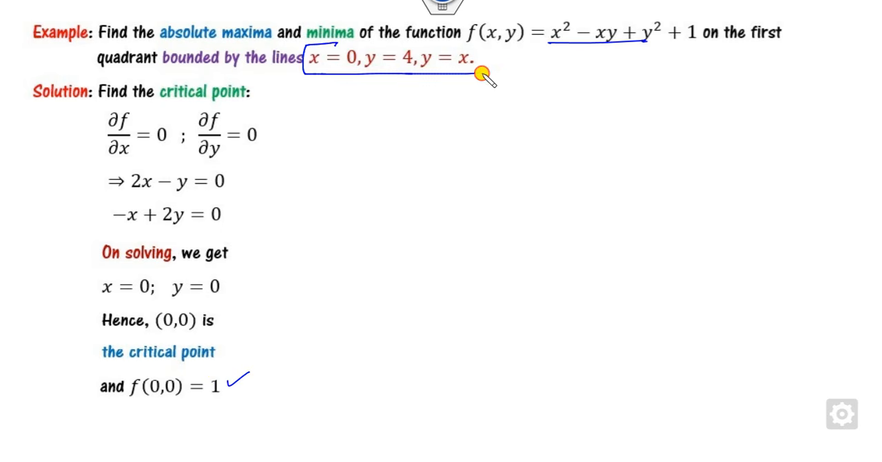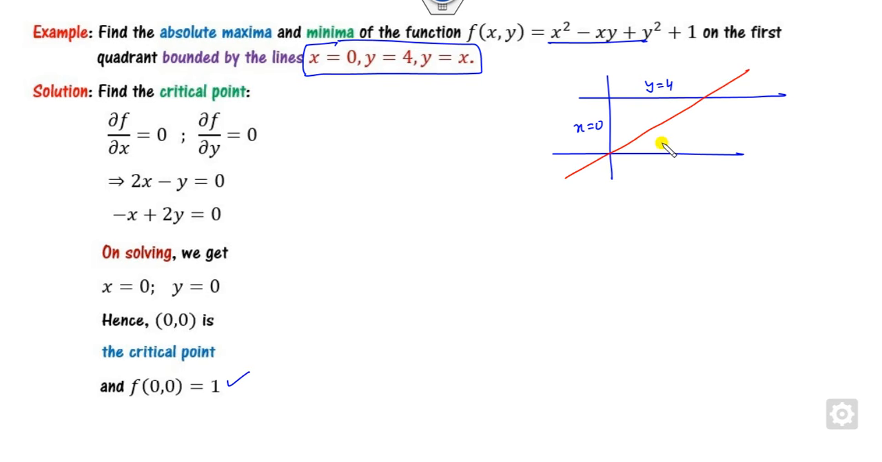Draw the diagram of this. What is the feasible area of this? So x is 0 here, y is equal to 4. This is my y is 4, and y is equal to x is my line here. So this point corresponding to (4, 4) is the right figure.